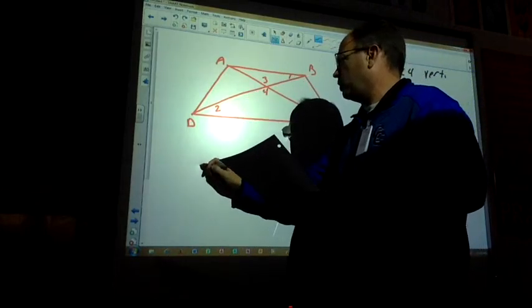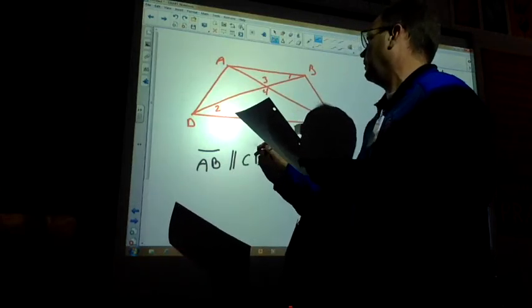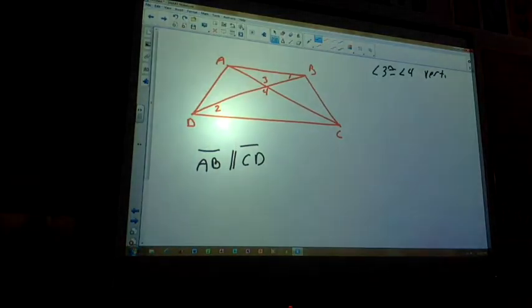They would like us to prove that AB is parallel to CD. In order to say AB is parallel to CD, it looks like right now it's trying to get us to angle 1 is congruent to angle 2. If we get to that, then we can say that AB is parallel to DC because alternate interior angles are congruent. Not congruent, we're not trying to make them congruent. 1 and 2 we want congruent.